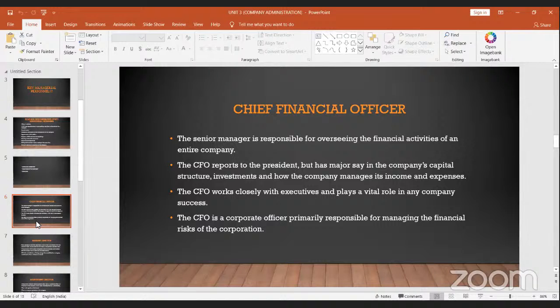Is any improvement required? He has to release the fund for R&D, that is the research and development team. The research and development team will conduct a survey. Again, they have to make an improvement in the product, so again finance is required. That's why it is a financial risk for the corporation.